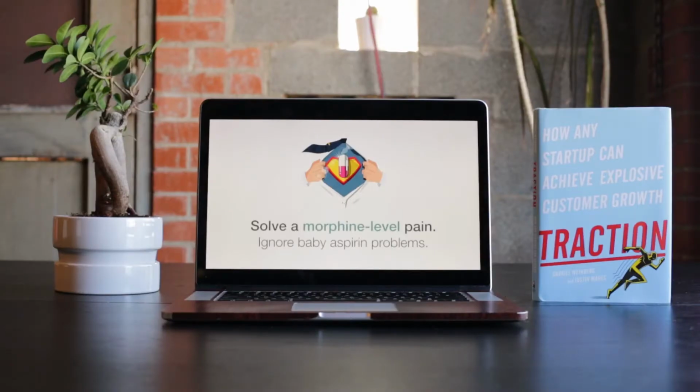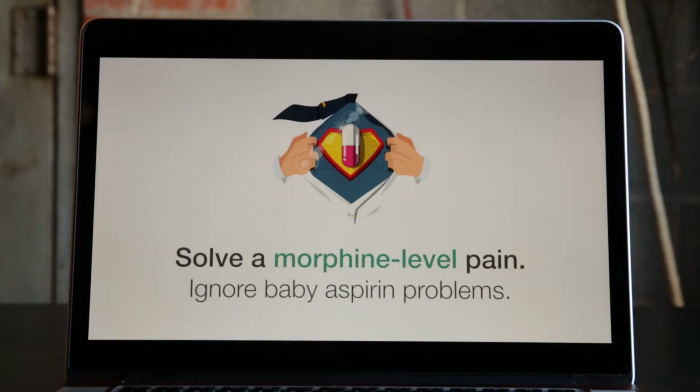The first thing you want to do is make sure that you're solving a morphine level pain, not a baby aspirin pain. So here's what I mean by that. People only pay money for a few things really. If you are solving a huge pain by saving them a lot of money, saving them a lot of time, or making them happier in some way, entertaining them maybe. If you're not doing any of those things, solving a pain, something that really stresses people out, that would keep them up late at night, that would cause them to be wringing their hands over their checkbook every weekend, they're probably not going to pay for it or keep using it in the long term.